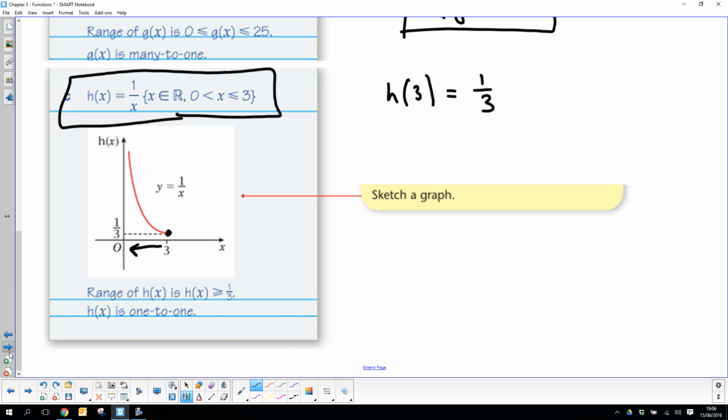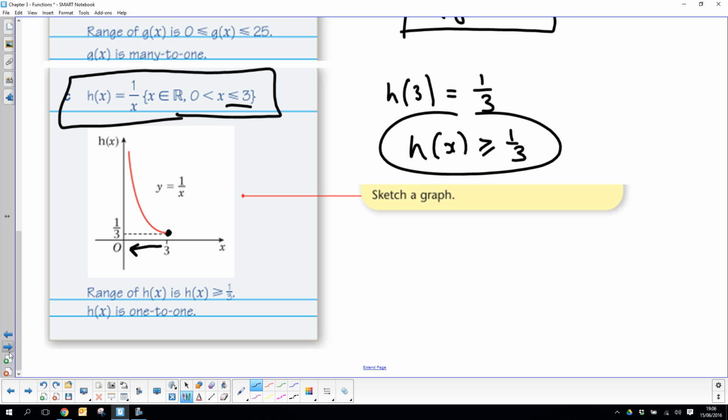So, when we're talking about our range, h of x will be greater than or equal to a third. It will be equal to a third because x must be less than or equal to 3. So that would be our range, and h of x is a 1-to-1 function.